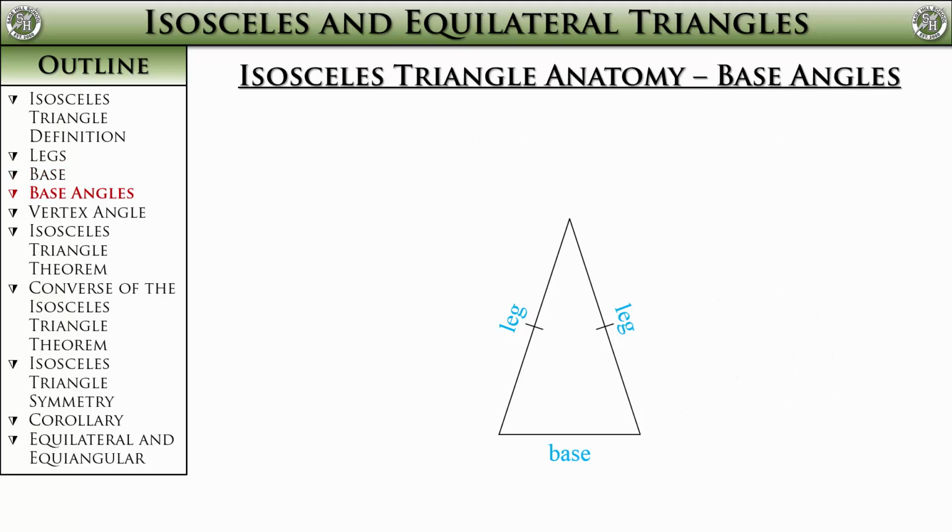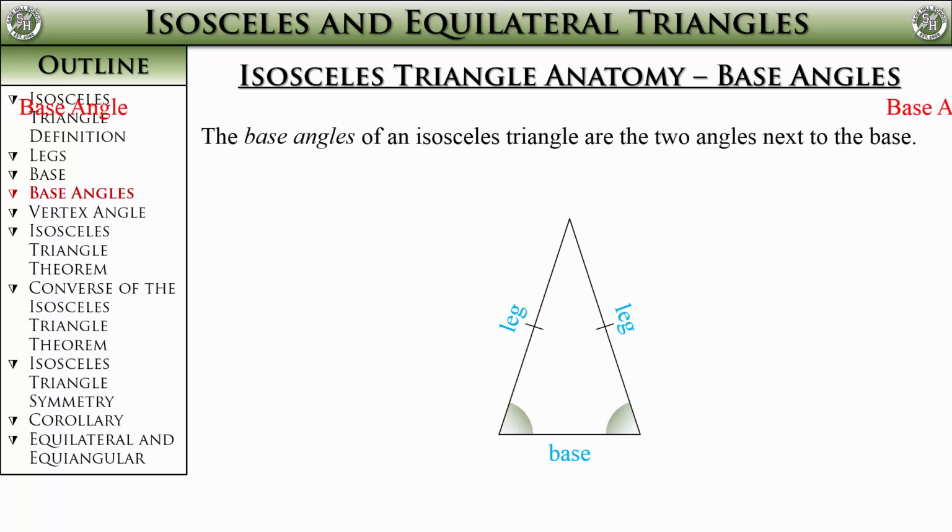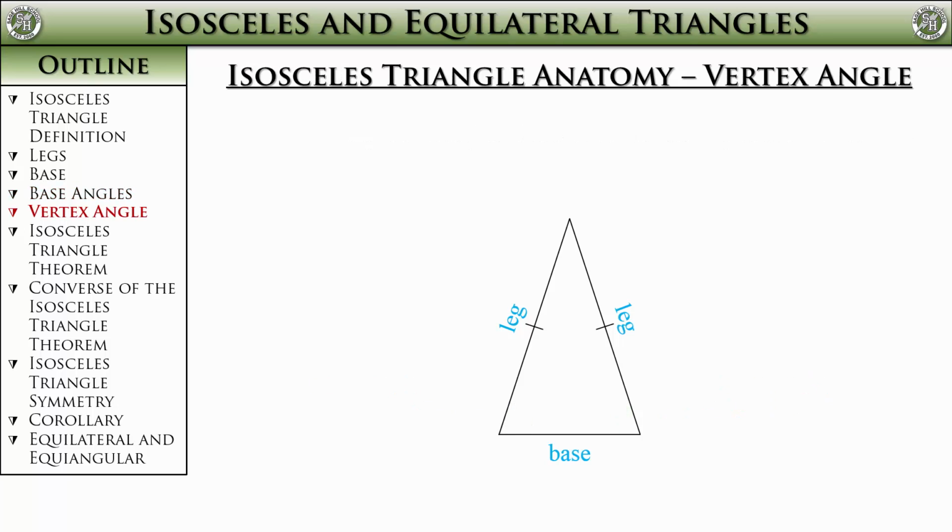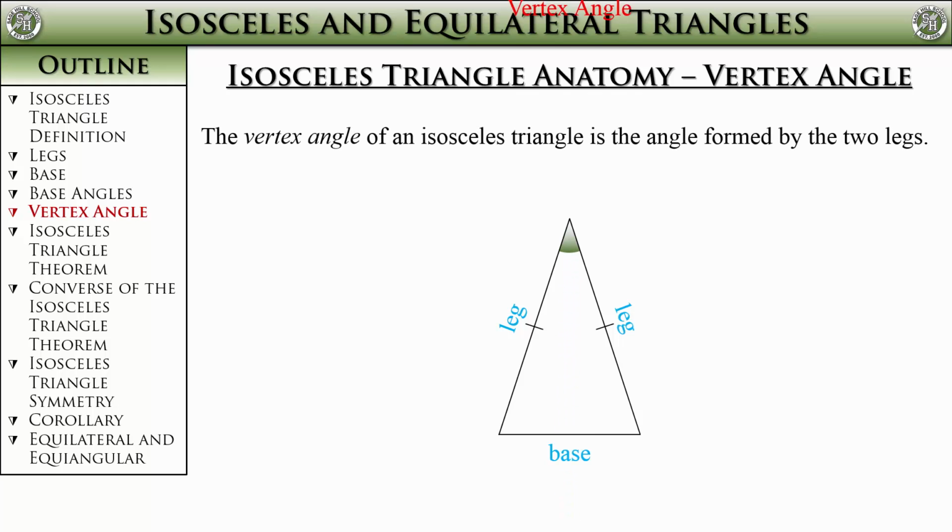This is going to come as a major shock, I am sure, but the base angles of a triangle are the 2 angles that are next to the base. The base angles are the 2 angles I have shown in the picture. The third angle is the odd man out, or the third wheel of the angles. Amazingly enough, third wheel doesn't show up in the definition though. The vertex angle of an isosceles triangle is the angle formed by the 2 legs. There is your isosceles triangle anatomy.